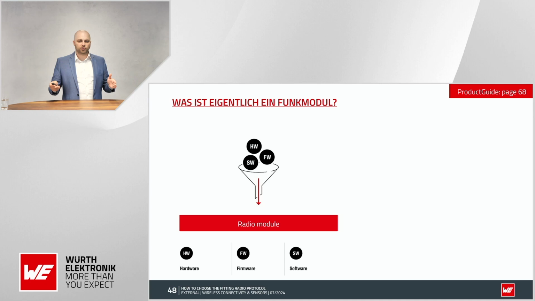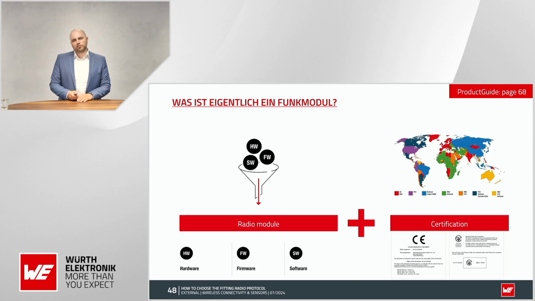In conclusion, a radio module consists of hardware with antenna integrated and things like that. You have firmware on the module, the software on the chipset itself, to make it as easy as possible to start with the radio. And on the software side, you typically need software on the host controller to make the module run. And on the other side, of course, the certification.